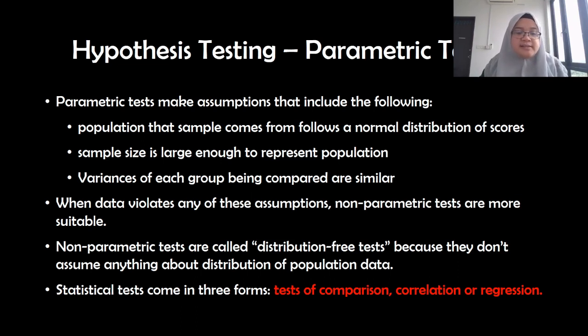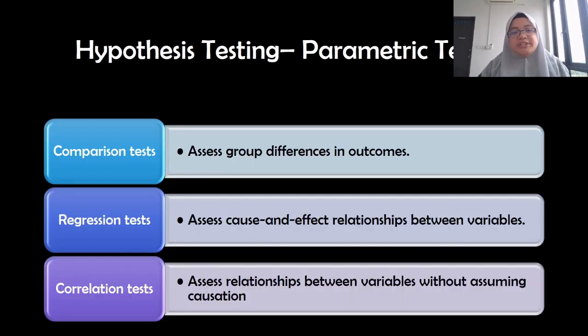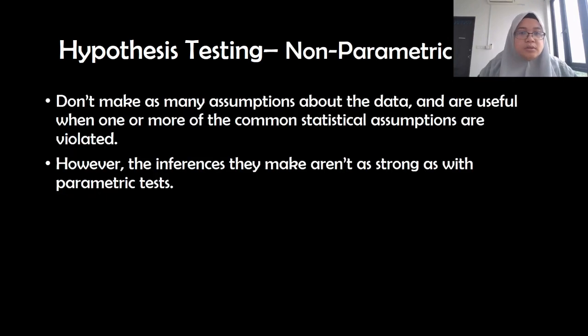So statistical tests can come in three forms, which are tests of comparison, correlation, or regression. Basically for parametric testing, we have comparison tests which assess group differences in outcomes, regression tests that assess cause and effect relationships between variables, and correlation tests that assess the relationship between variables without assuming causation. So we will learn about these three next, I think, during week 7.